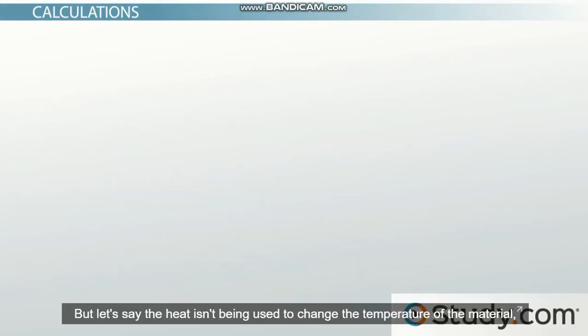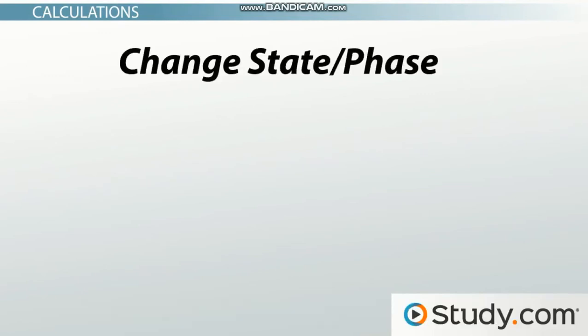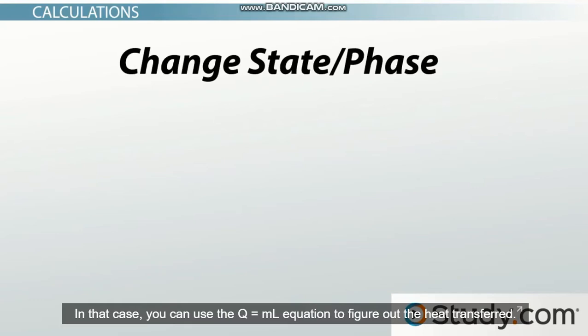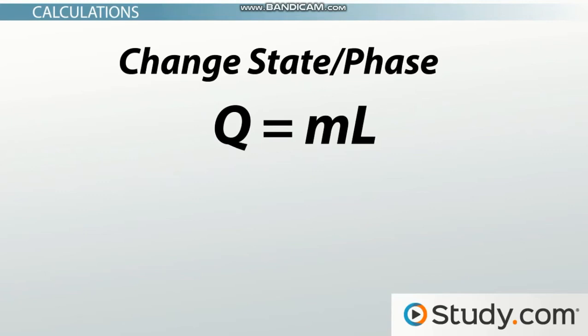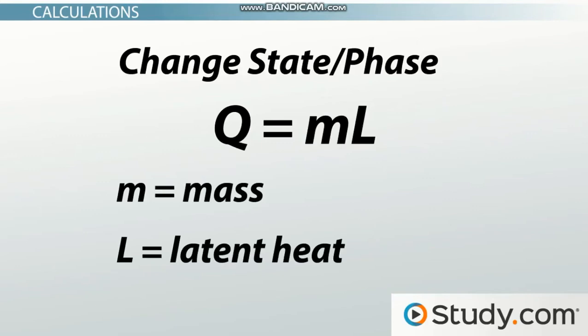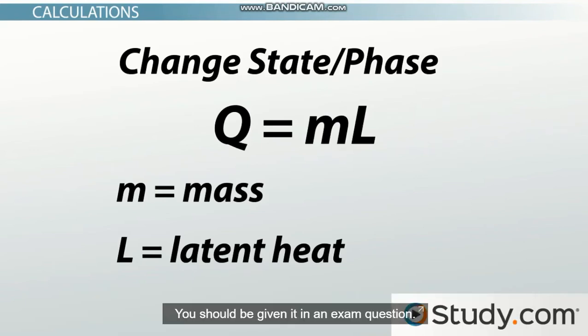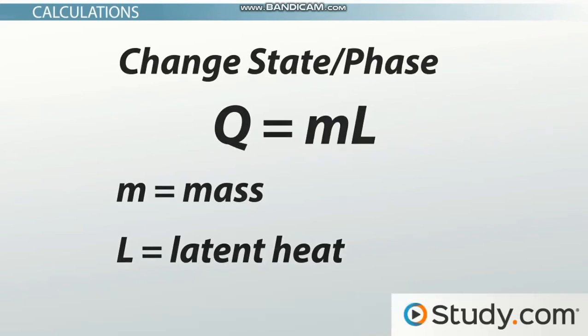But let's say the heat isn't being used to change the temperature of the material, but is instead being used to change the state, like melting or boiling. In that case, you can use the Q equals mL equation to figure out the heat transferred. Here, all you need to know is the mass of the substance being heated and the latent heat. The latent heat is just a number that varies depending on the material and what state change is happening. You should be given it in an exam question.